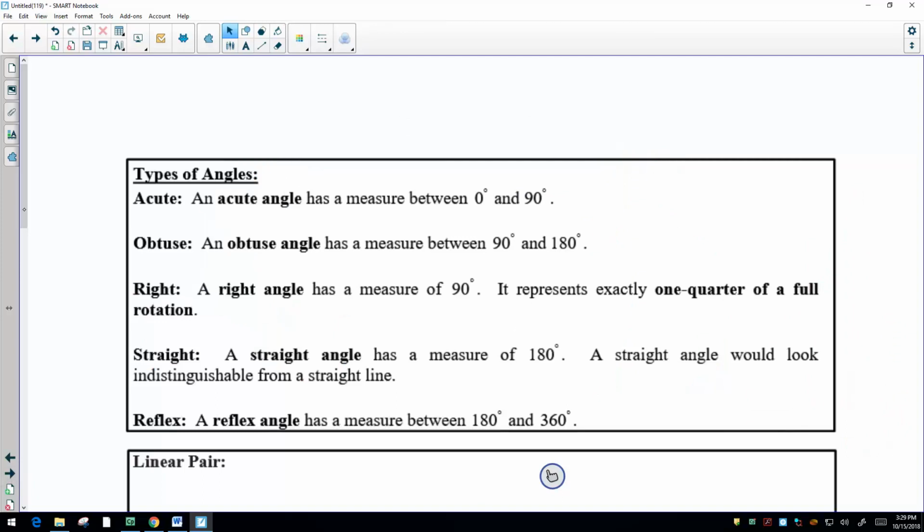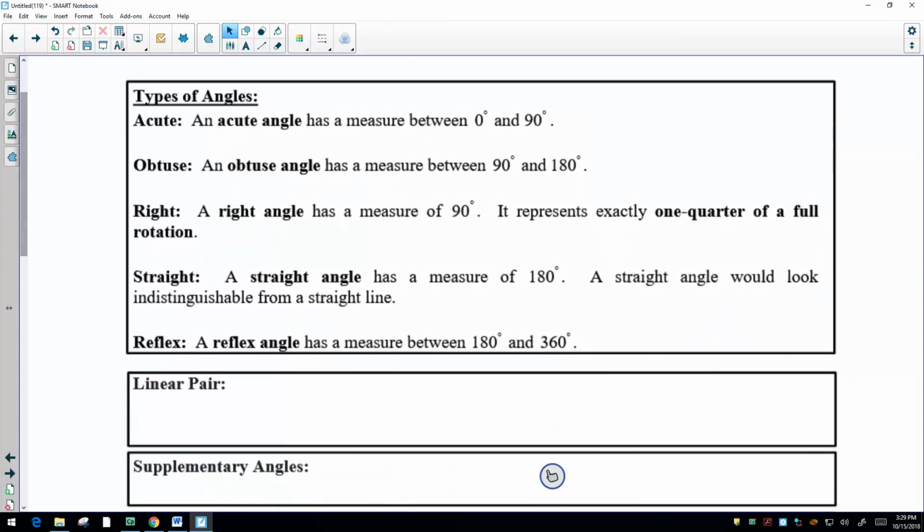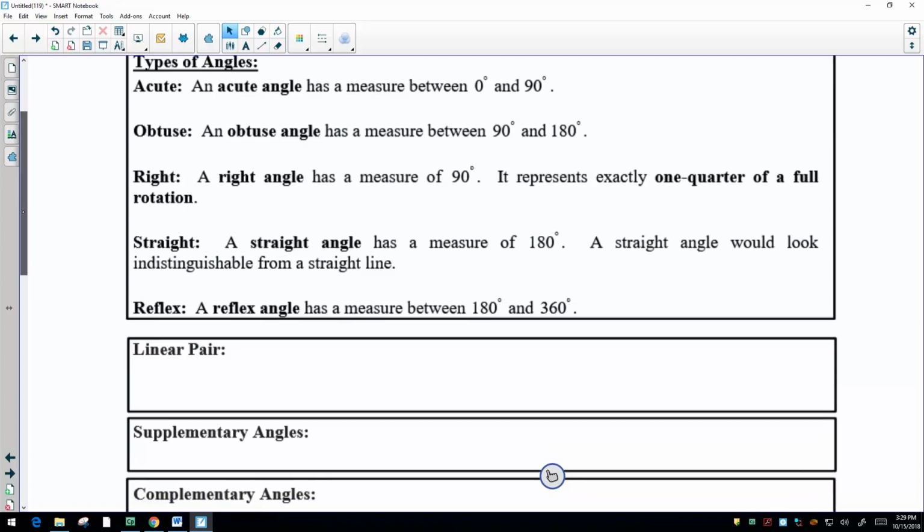Okay, some different vocab, types of angles, just to make sure that we have down. An acute angle is any angle that is between 0 and 90 degrees. An obtuse angle has a measure between 90 and 180. A right angle has a measure of 90 degrees. A straight angle is 180 degrees. Basically, that would look like a straight line. And a reflex angle is an angle that has a measure between 180 and 360. So just some basic definitions to keep in mind.